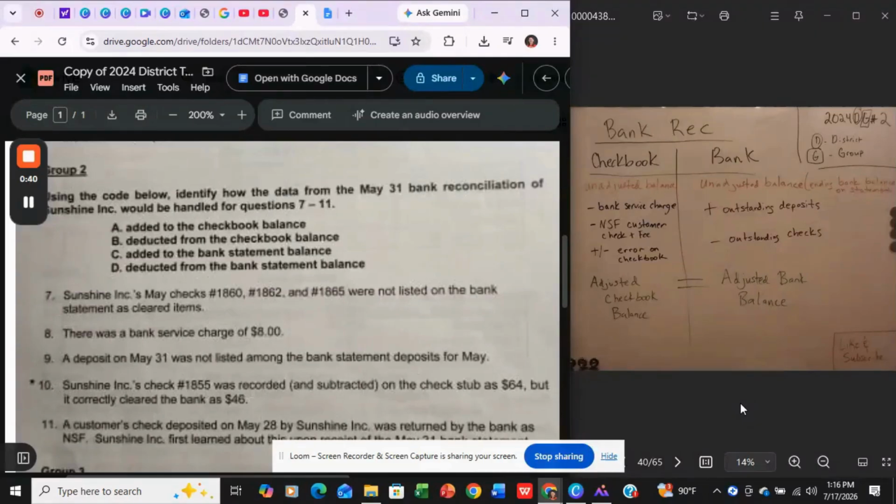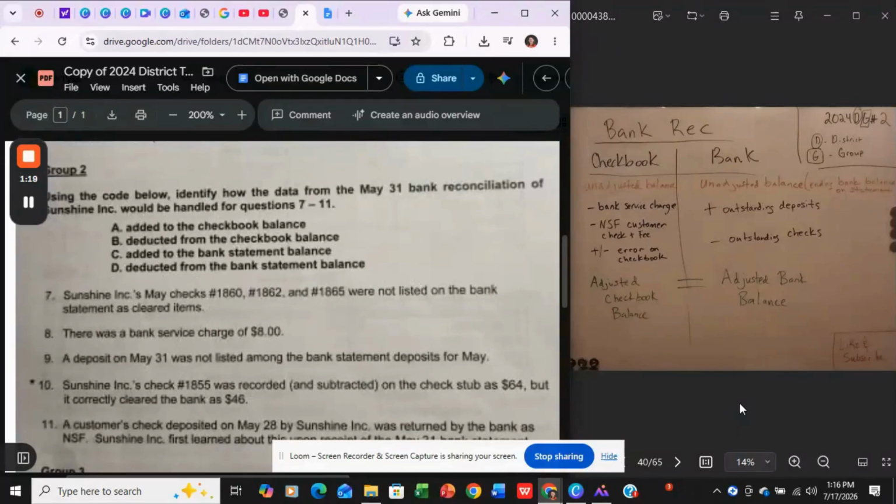Look at number 7. It says Sunshine Incorporated's made checks, and then it gives the 3 check numbers that were not listed on the bank statement. So these checks were outstanding. If you look at what we wrote down in our notes, any outstanding checks affect the bank side and they need to be deducted. So the answer would be D, deducted from the bank statement balance. Number 8, there was a bank service charge of $8. Looking at our notes, the checkbook side is affected with a bank service charge and we deduct it. So that would be B, deduct from the checkbook balance.